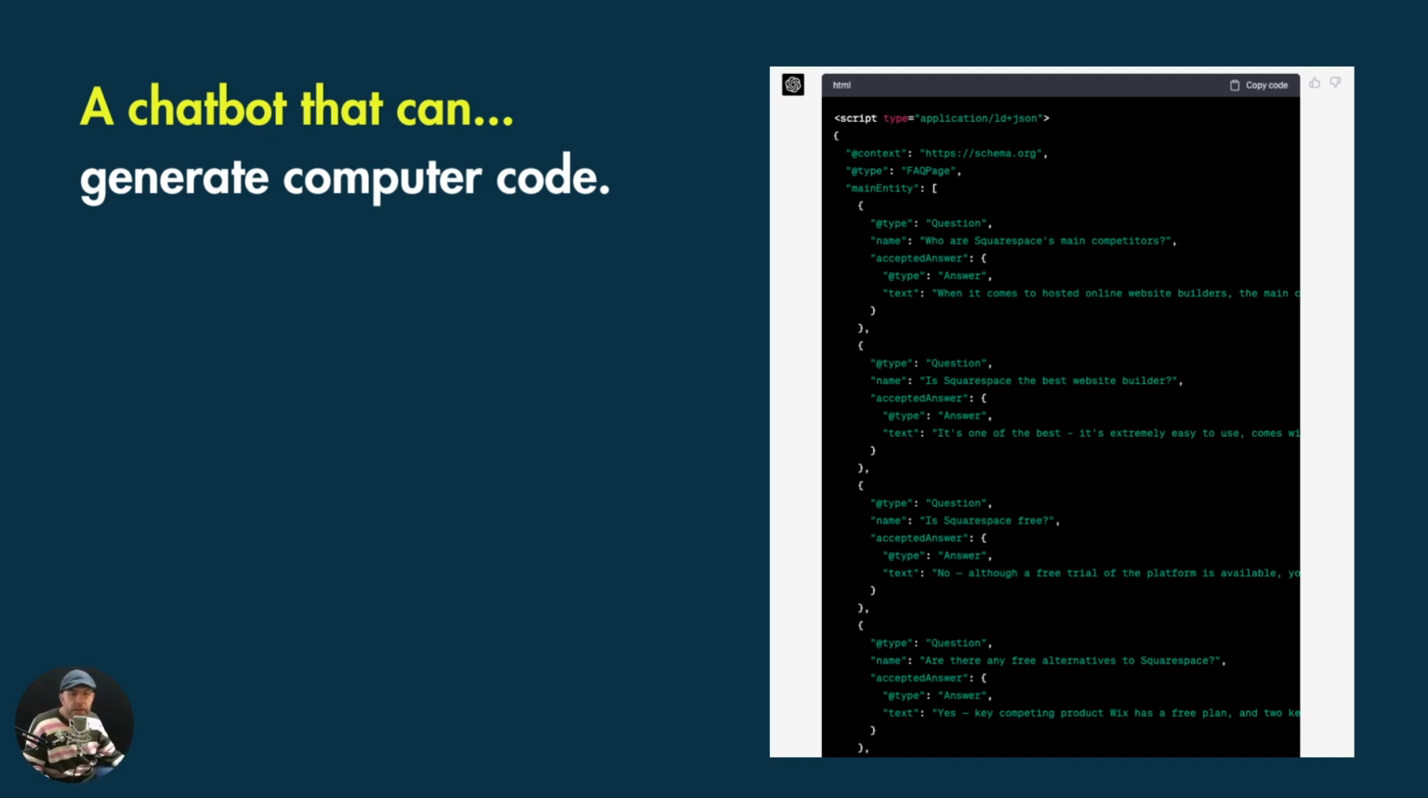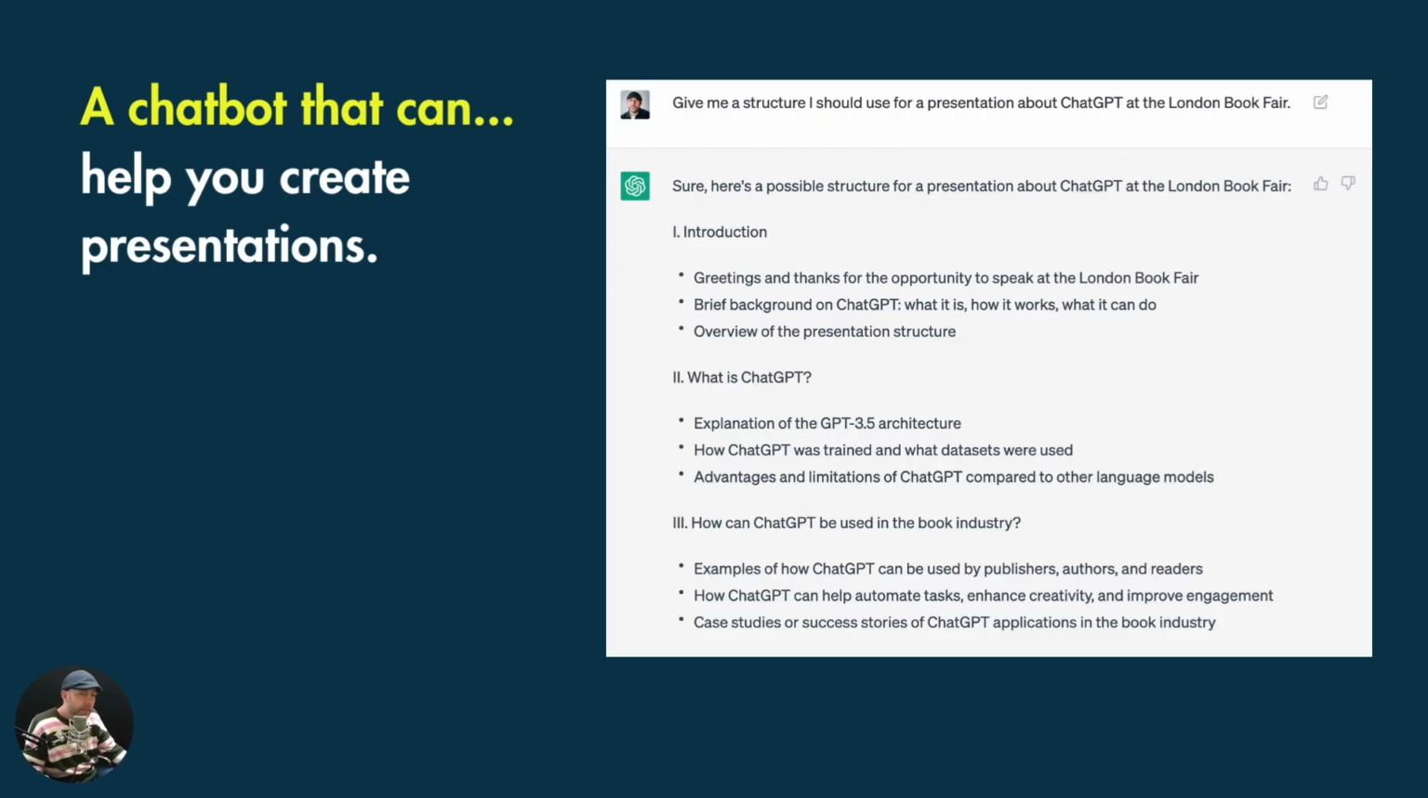So in this example here, I've asked ChatGPT to generate me some schema code for my website, and the results it's given me are very good and very usable. Another thing it can do is help you create presentations. So in this example here, I've asked ChatGPT for a structure that I could use at the London Book Fair for a presentation, funnily enough, about ChatGPT. And as you can see, it's given me some headings and some useful bullet points.